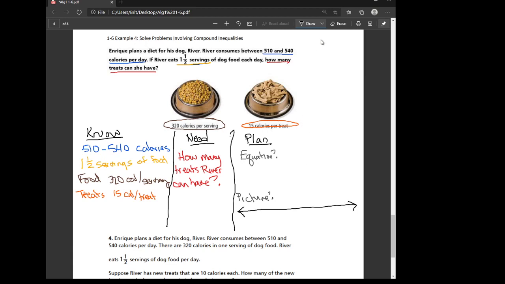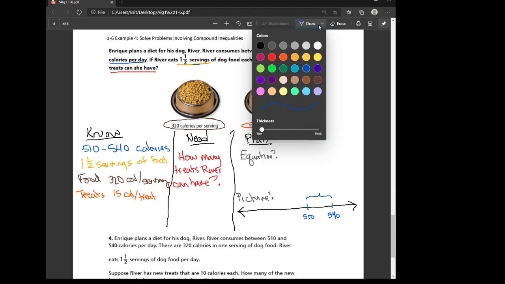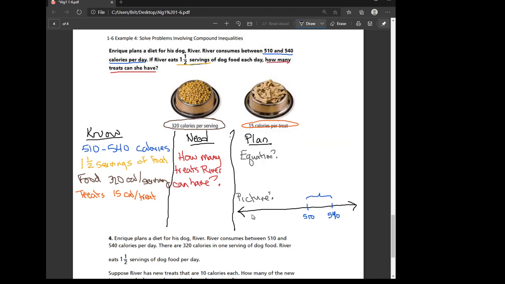And I'm going to use some of the information that I know. So part of my known information is that River can only eat between 510 and 540 calories. So on my number line, I'm going to make sure I have 510 and 540. And I need the diet to fall between there. That's what I'm looking for. Okay, I know that the minimum number of calories that River can eat is 0, right? It's not like the dog can eat negative calories in a day.